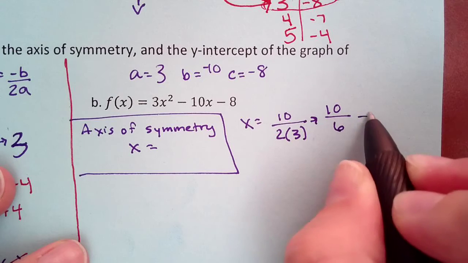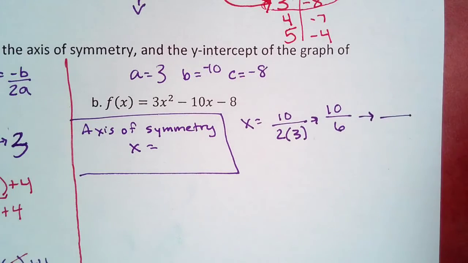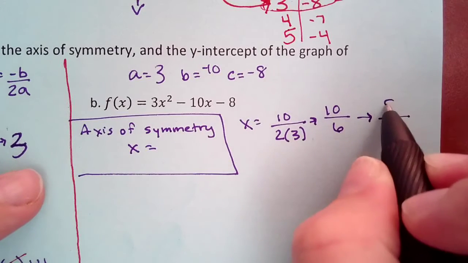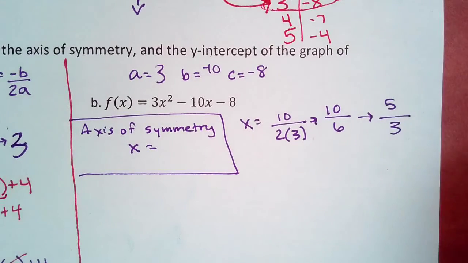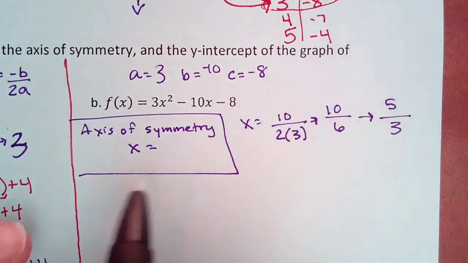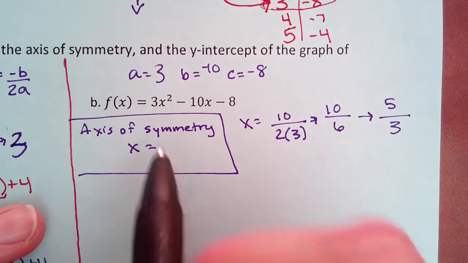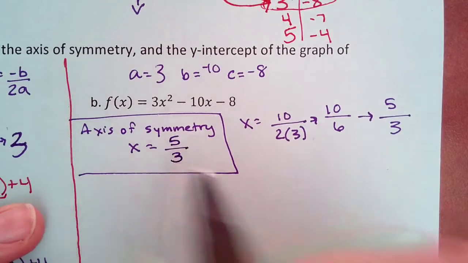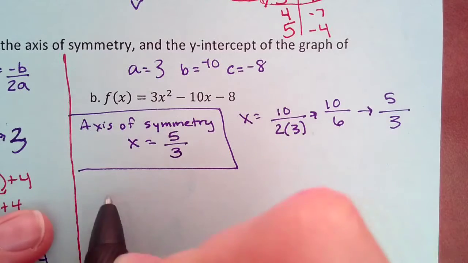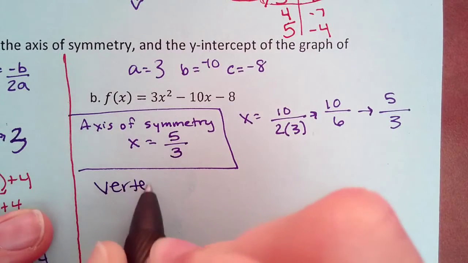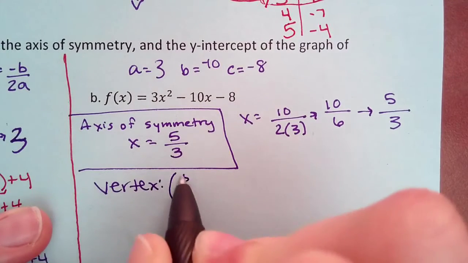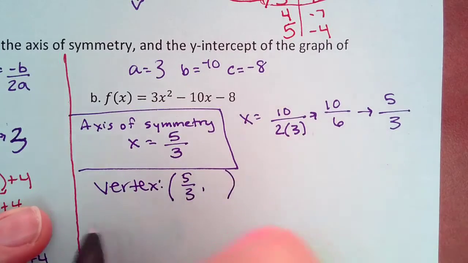So this is 10 over 6. Can we reduce that? Yes. Divide the top and bottom by 2. So it's 5 thirds. So that's like 1.6 repeating. I don't want decimals if they're repeating. Okay. So our axis of symmetry is 5 thirds. That means our vertex is 5 thirds, comma, something.